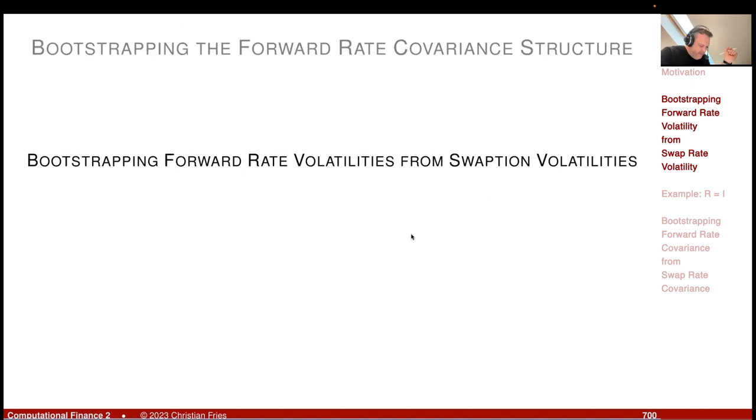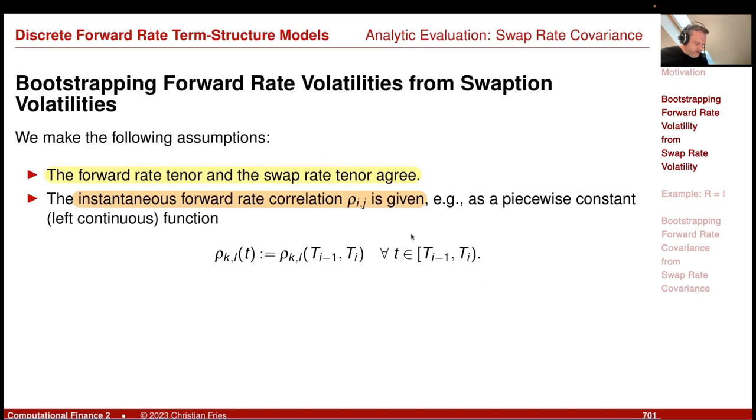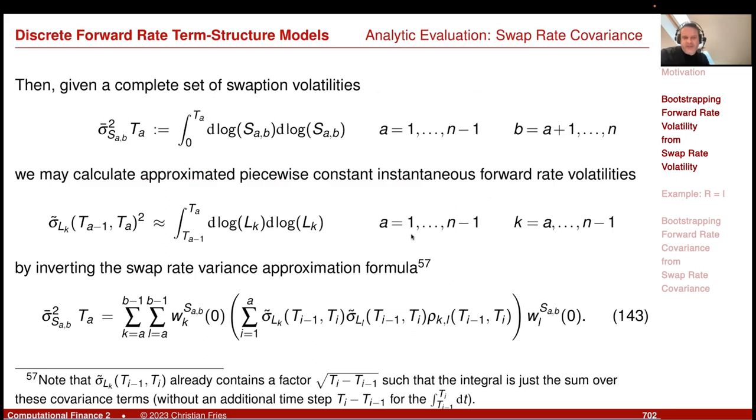So here, everything is still very general in the sense that this here is a function of time and I integrate here over time. So I'm now discretizing the sigma k, sigma l, and the rho to be piecewise constant over one time step, the time step corresponding to my tenor discretization, so the capital T i's. So I'm assuming this for the correlation function, and I'm also assuming it for the volatility.